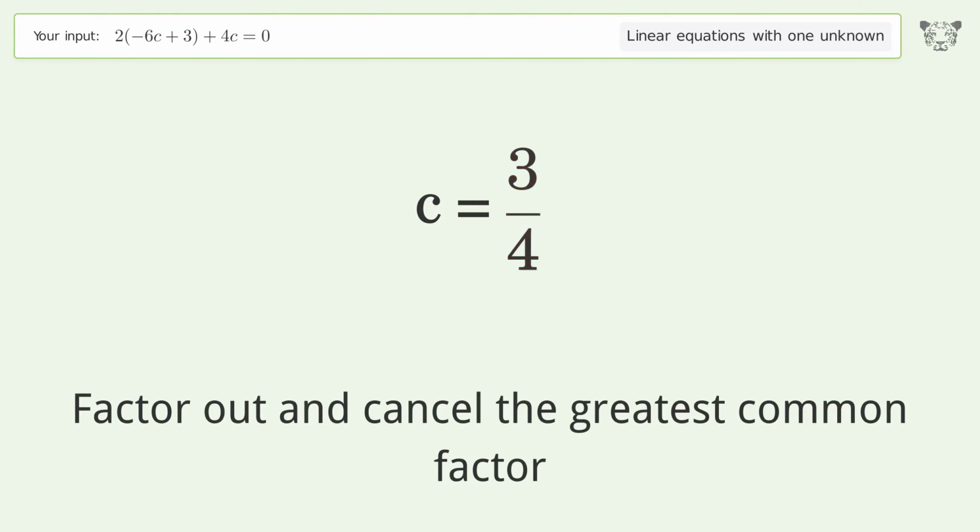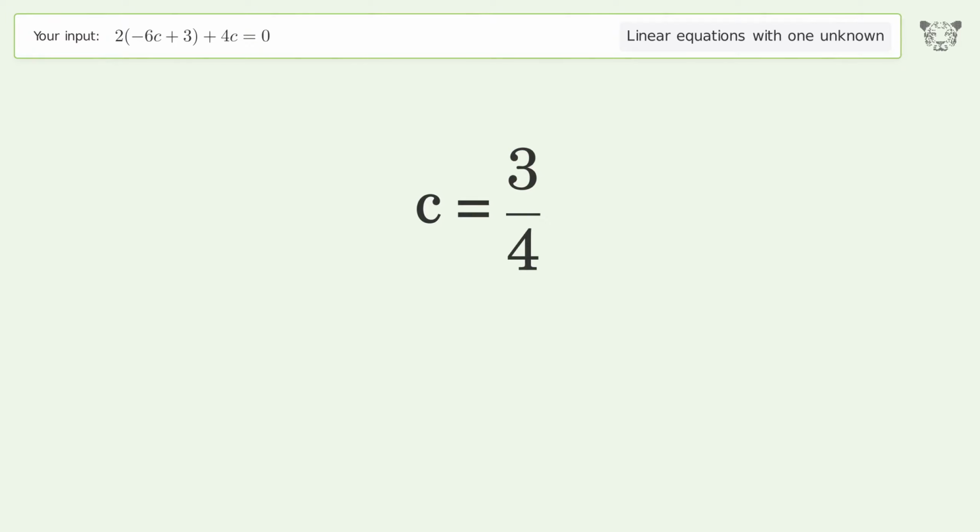And so the final result is c equals 3/4.